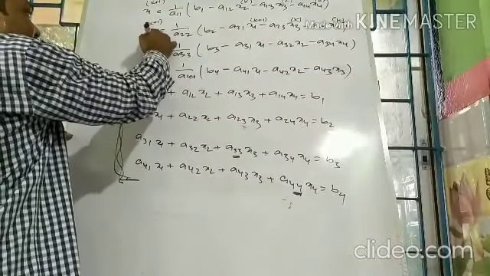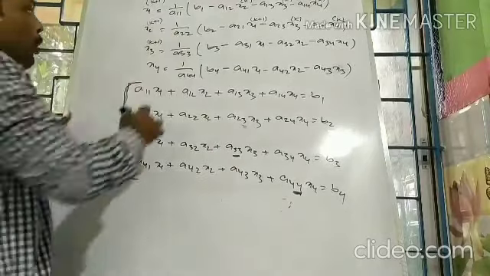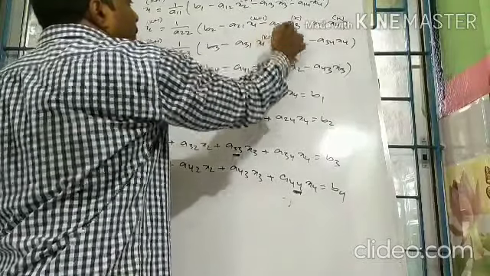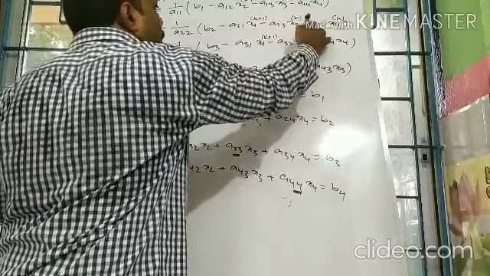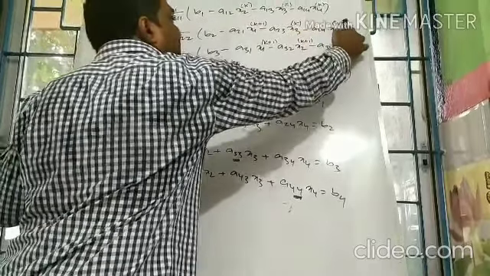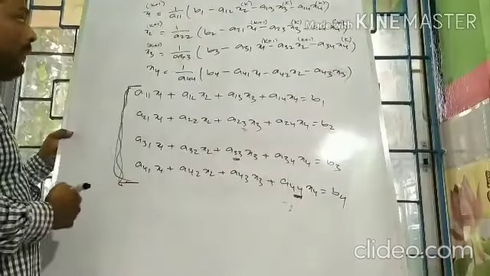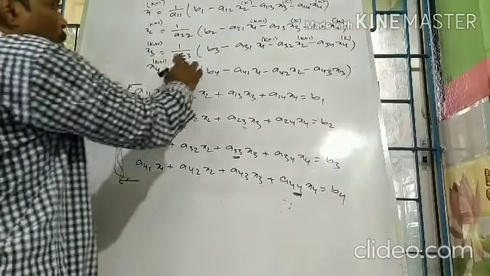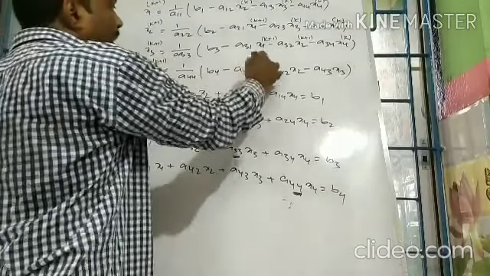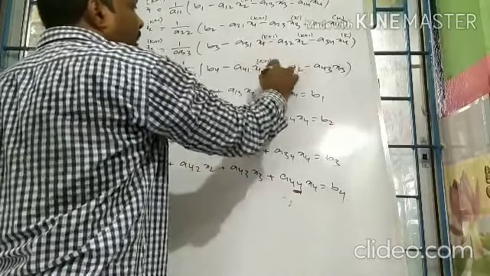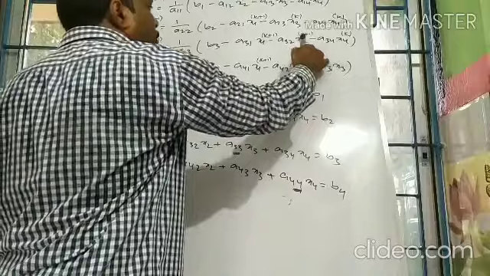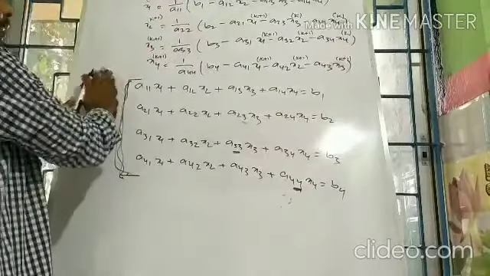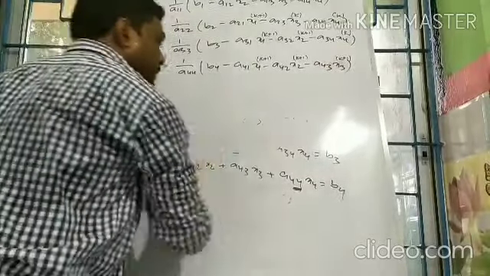Next, the present iterative value of x3 equals 1/a33 (b3 minus a31 times the present value of x1, minus a32 times the present value of x2, minus a34 times the previous value of x4). Next, x4(k+1) equals 1/a44 (b4 minus a41 present x1, minus a42 present x2, minus a43 present x3). Okay. These are the iteration formulas for Gauss-Seidel iteration.